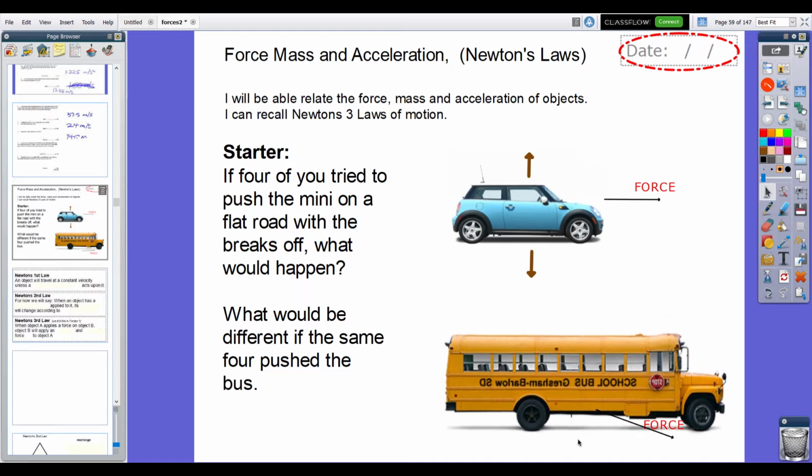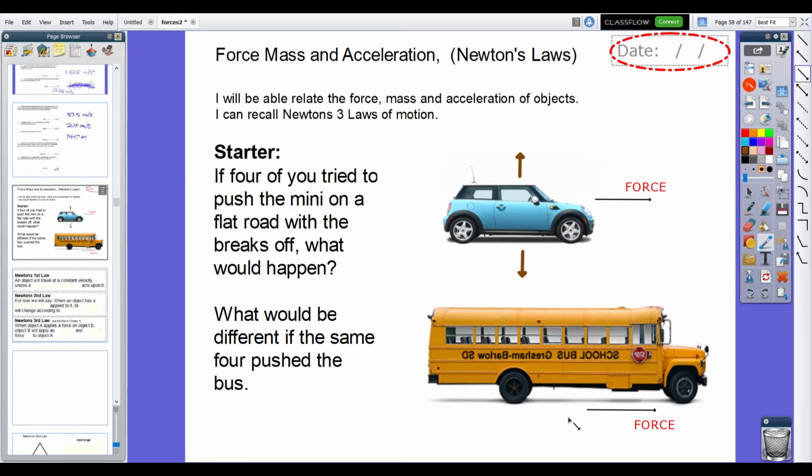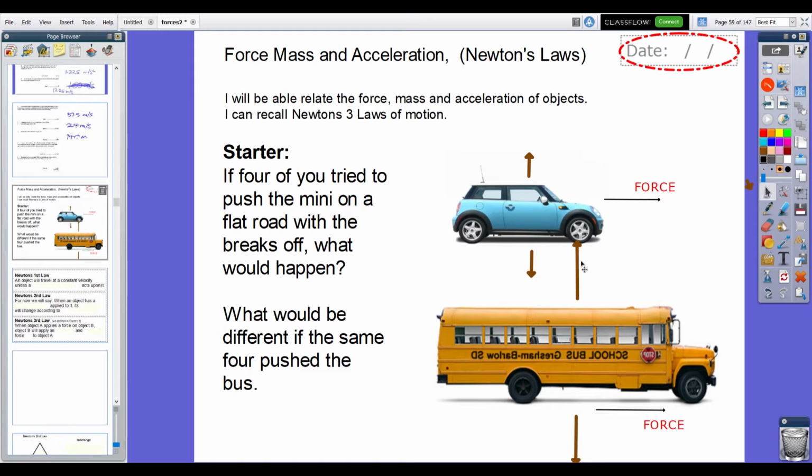Now, if you did the same thing, I'm going to draw some arrows on here, because maybe this bus is more massive than the Mini. So if you applied a force, you still should be able to make it accelerate. But how is it going to be different? Well, if the bus was in good condition and you started pushing it, the force would make this mass move. But it wouldn't accelerate as much as the Mini, because you are fighting more mass.